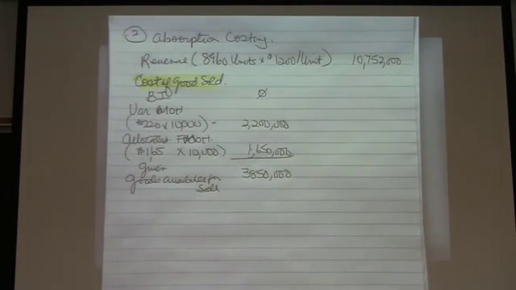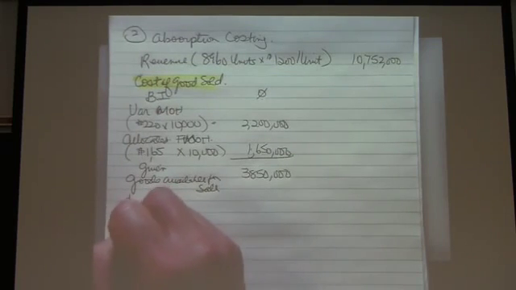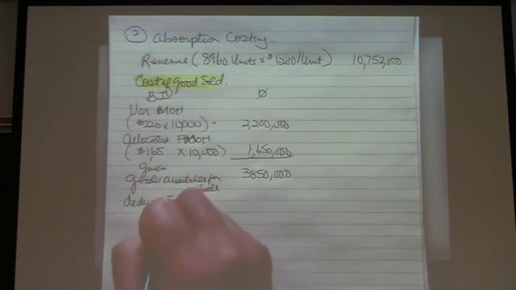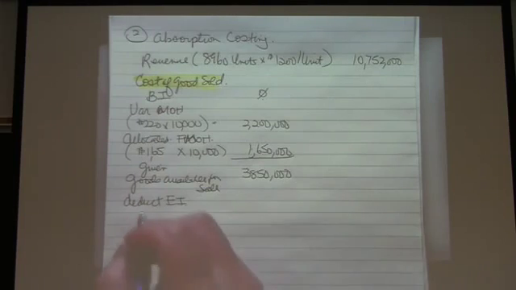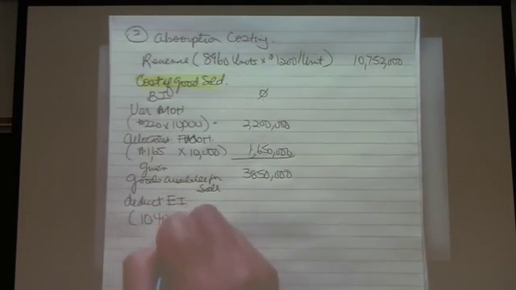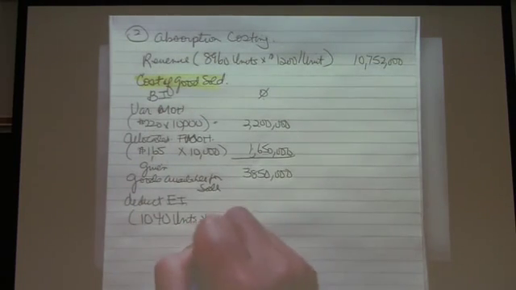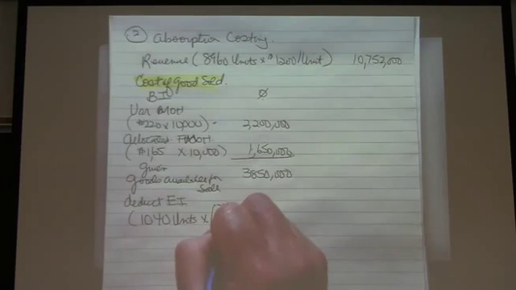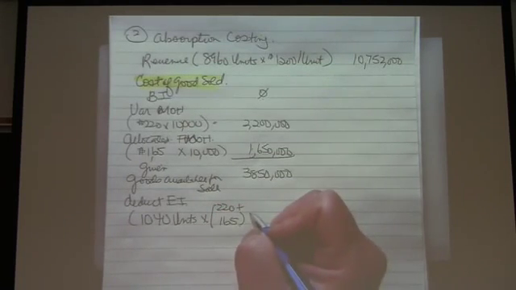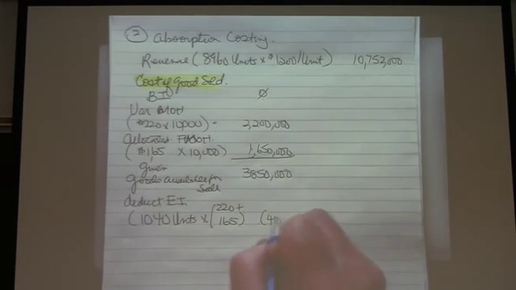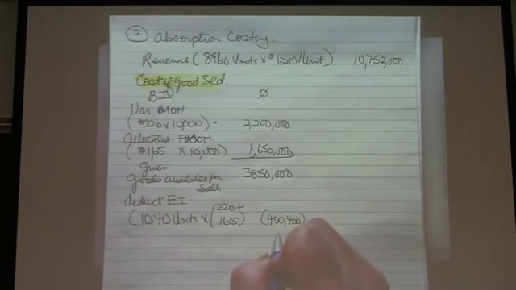Okay, now we're going to deduct ending inventory. We know the ending inventory, we calculated the number of units in the previous one. Ending inventory is 1,040 units times the per unit cost of 220 variable plus the 165. So here it's going to be 400,400.